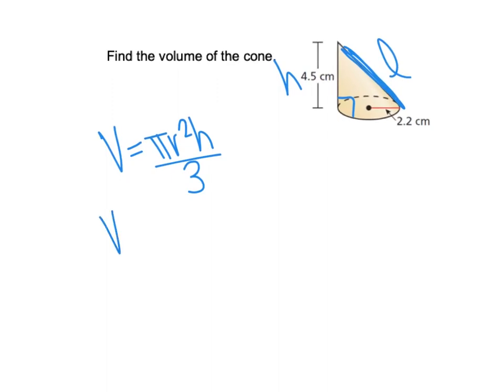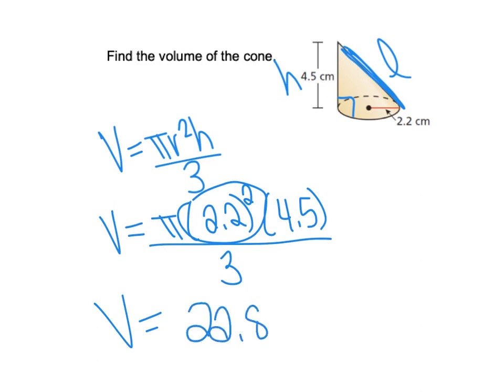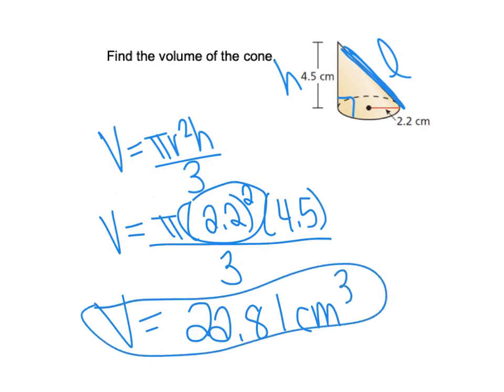So let's plug in our known values. Volume is pi times r squared. Well, r is 2.2 squared times the height, which we saw is 4.5, divided by 3. When you put this into your calculator, make sure you square that before you multiply. Okay, so when you square it, multiply times 4.5 times pi, divide by 3, you should get approximately 22.81 centimeters. In this case, it's volume, so it's going to be in cubic units, so it'd be centimeters cubed.